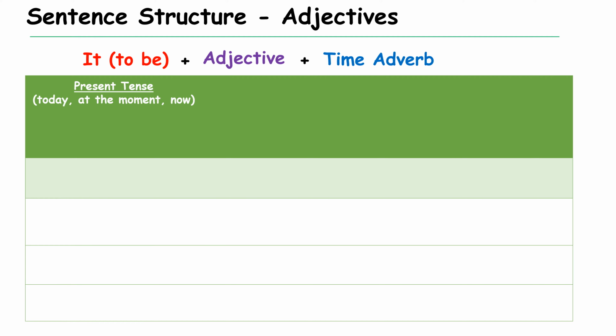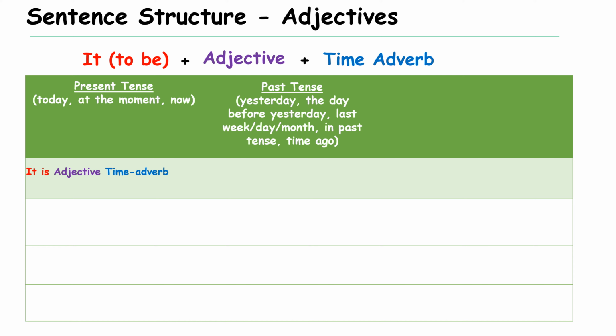If you have time adverbs like today, at the moment, or now, it means you're referring to the present tense. And in that case, your sentence structure will be as follows: It is, adjective, and time adverb. If you have time adverbs like yesterday, the day before yesterday, last week, last month, last year, in X past time, or X time ago, it means you are referring to the past tense, and your sentence structure will be as follows: It was, adjective, time adverb.